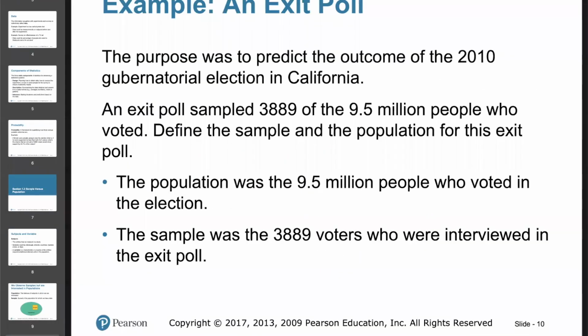For example, the purpose was to predict the outcomes of the 2010 gubernatorial election in California. An exit poll sampled 3,889 of the 9.5 million people who voted. Define the sample and the population for this exit poll. Of course, 9.5 million people represented the population, and the sample was the 3,889 voters who were interviewed in that exit poll.